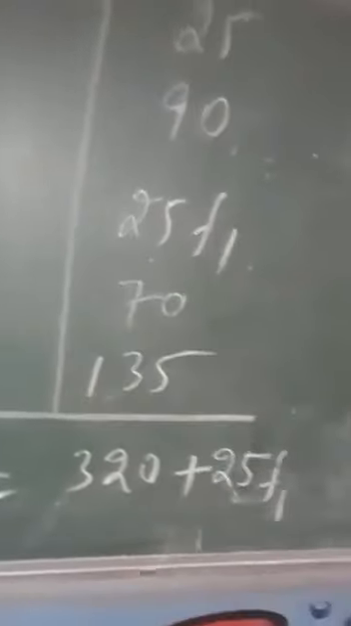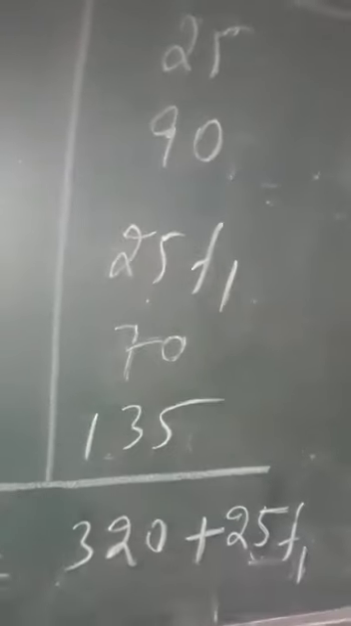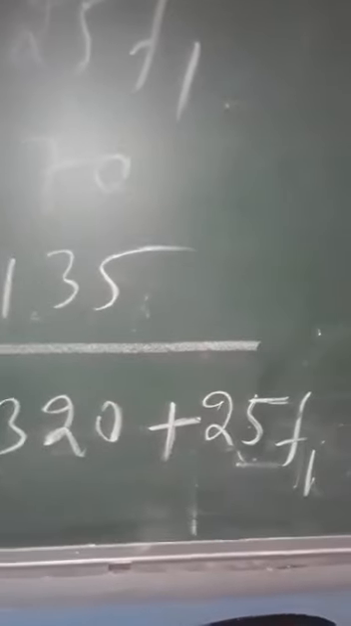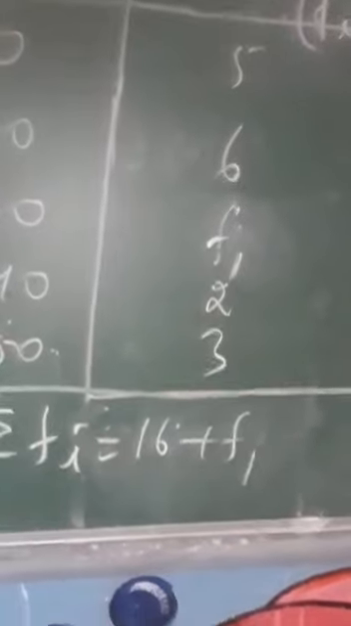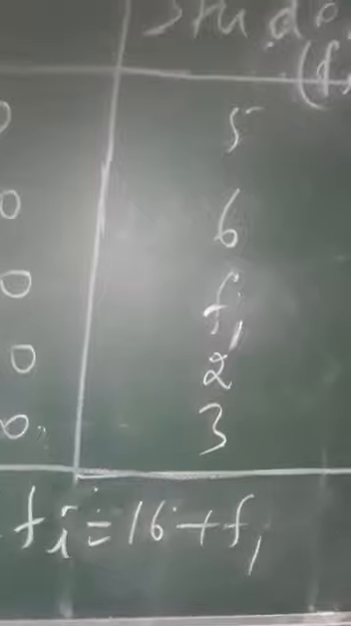Now after finding the products of frequency and its corresponding class mark, we find the sum of all the Fi Xi, which is equal to 320 plus 25 F1. And when we add all the frequencies, we get 16 plus F1. We have 5, 6, 2 and 3 as known terms and F1 as the unknown term. So we add all these and get summation Fi as 16 plus F1.